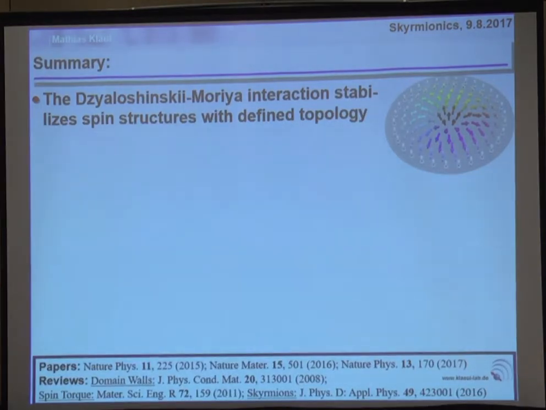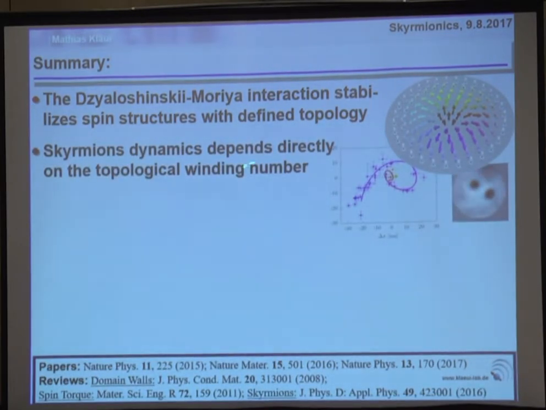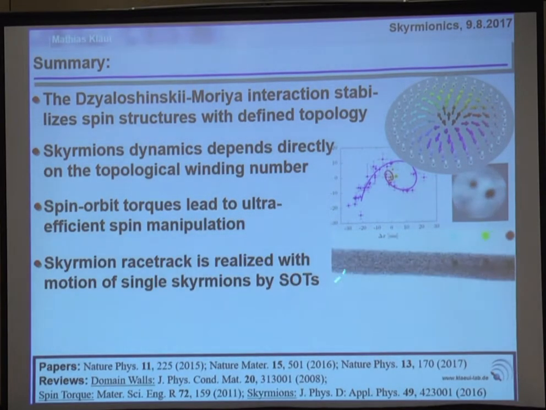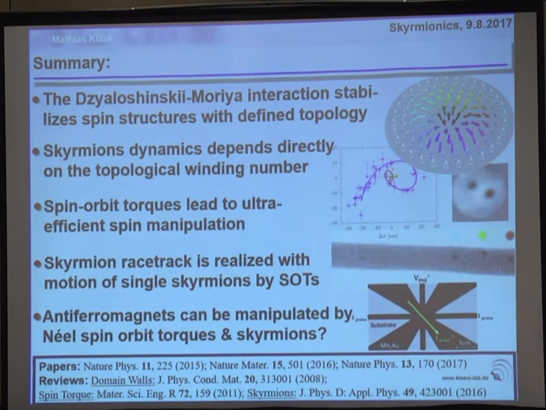So to summarize, the DMI can stabilize spin structures and define topology. Be careful about what you read in terms of DMI measurements. The skyrmion dynamics depends on the topology. Spin orbit torques can lead to very fast spin manipulation. You can make a racetrack, initially not so successful, later more successful. And in antiferromagnets, we can get real spin orbit torques. Skyrmions we shall see in future papers.